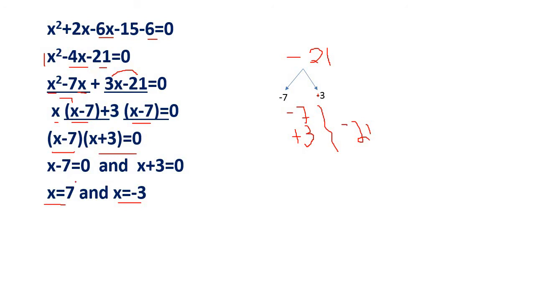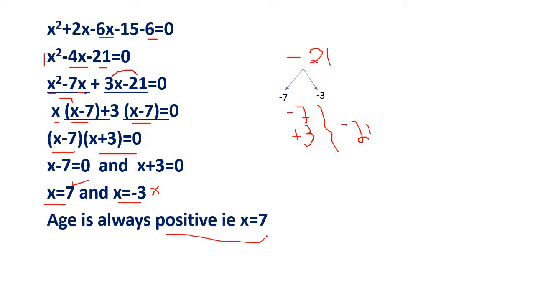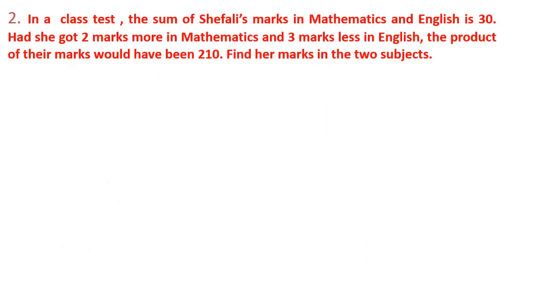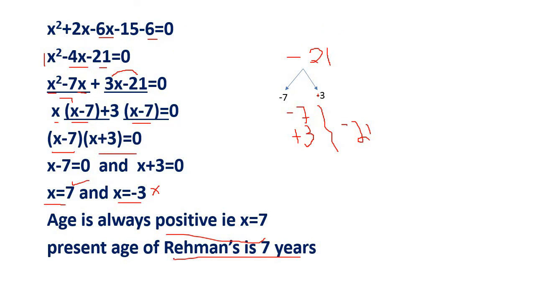Therefore we can take x is equal to 7 years. The age cannot be negative, age is always positive. So x is equal to 7. Therefore, Rahman's present age is 7 years, because we have taken Rahman's present age to be x years.